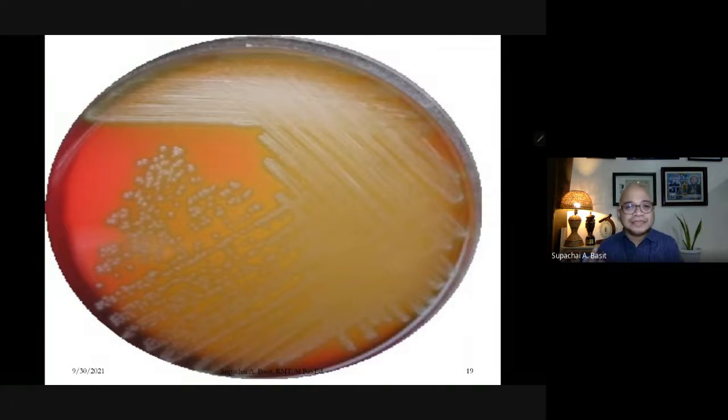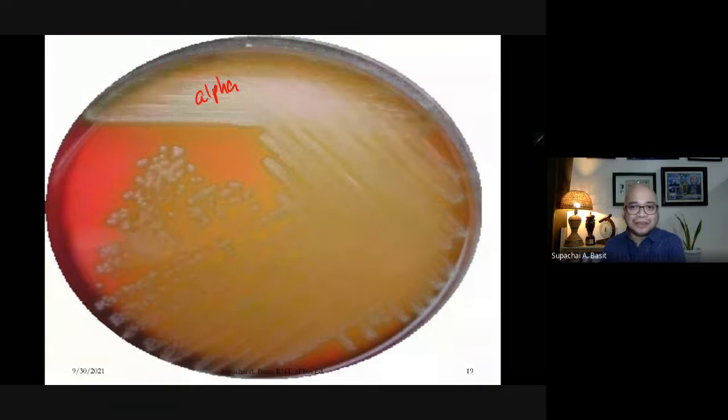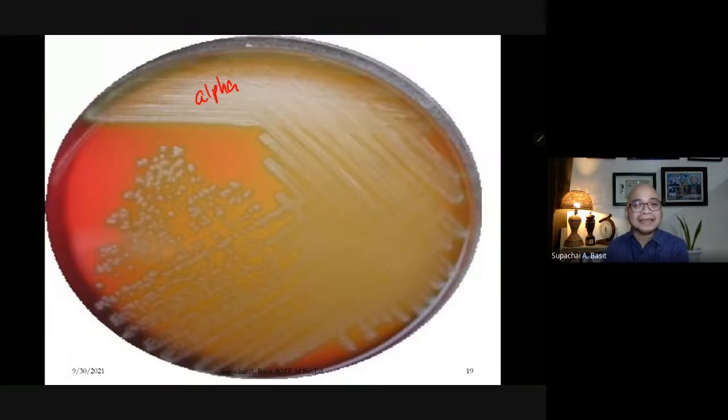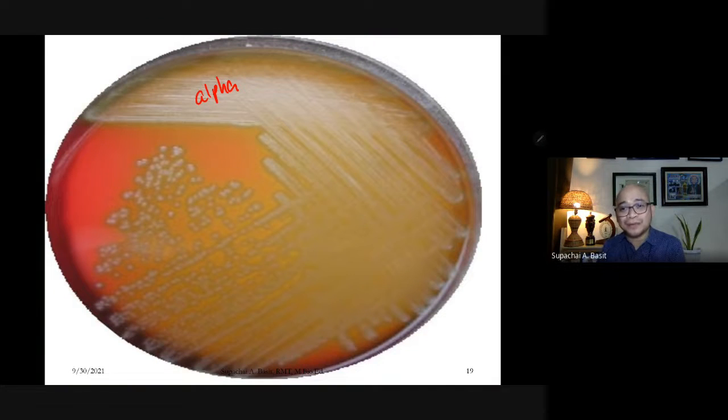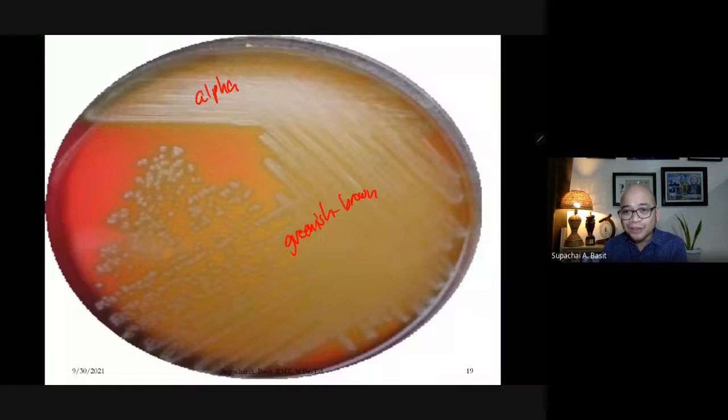Okay, so this is an example of alpha hemolysis. When we say alpha hemolysis, let's go back again. Alpha hemolysis is incomplete hemolysis. How would you know if it's alpha? By looking at the surface of the blood agar plate, you would notice that it is greenish brown. So if the surface of the blood agar plate appears greenish brown, then that's alpha hemolysis.